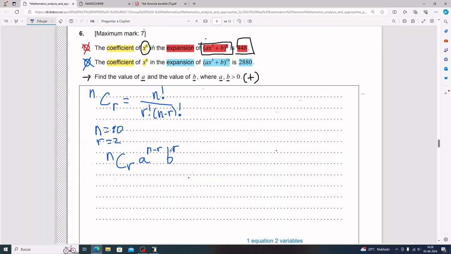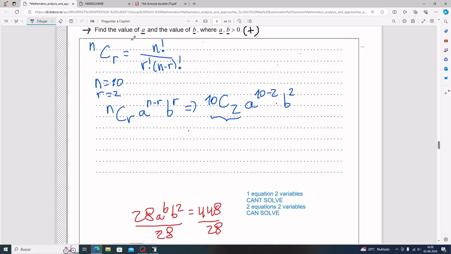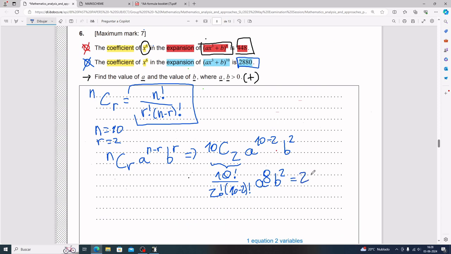So if you plug in n is 10 and r is 2 from here, that means you end up with 10 C 2. Your a is going to be to the power of 10 minus 2 times b to the power of 2, right? And so this right here, you're going to plug into that formula. So n is 10, so it's 10 factorial divided by 2 factorial times 10 minus 2 factorial, times a to the power of 8 times b squared. And so this is what's going to equal 2,880. All right? That is the procedure.